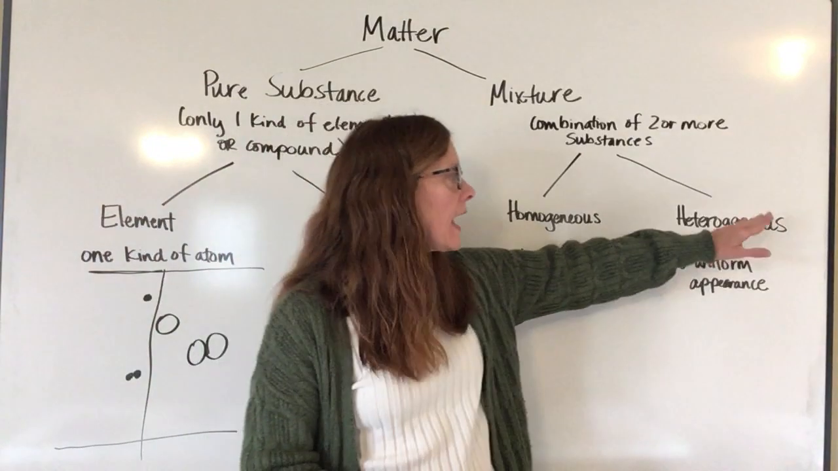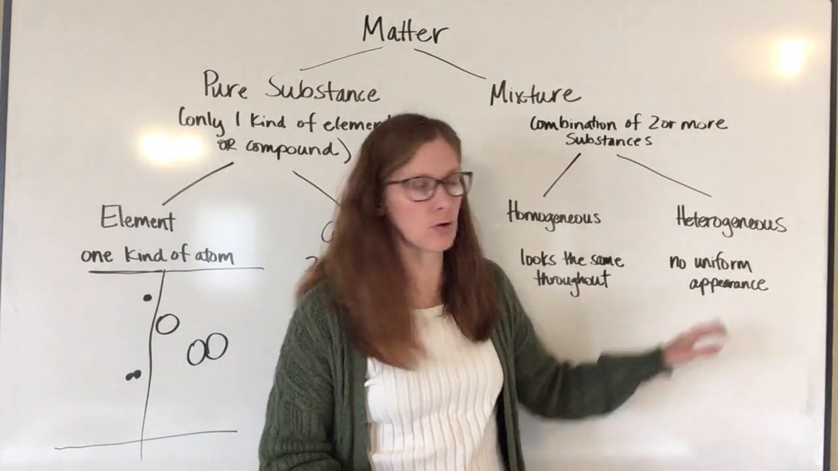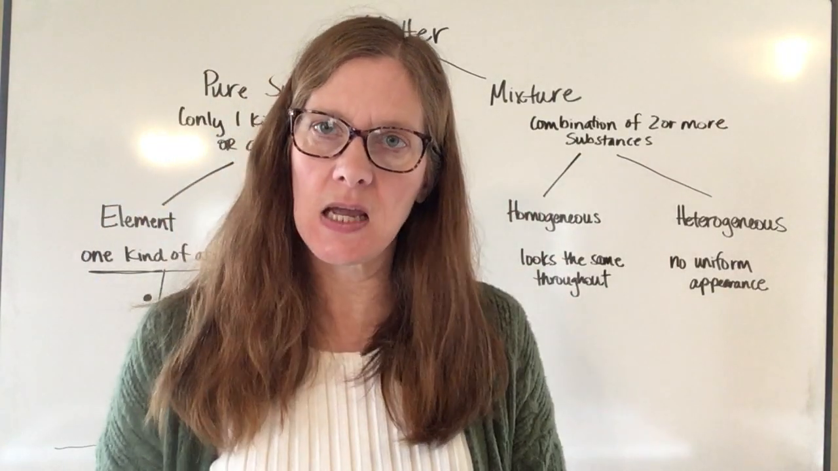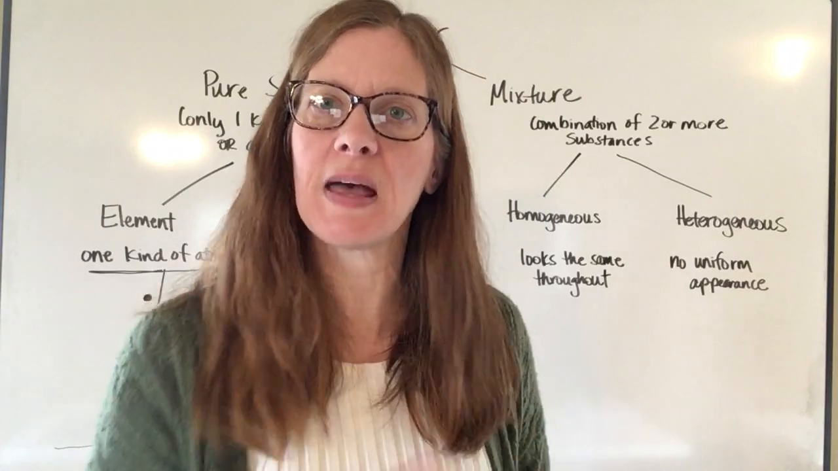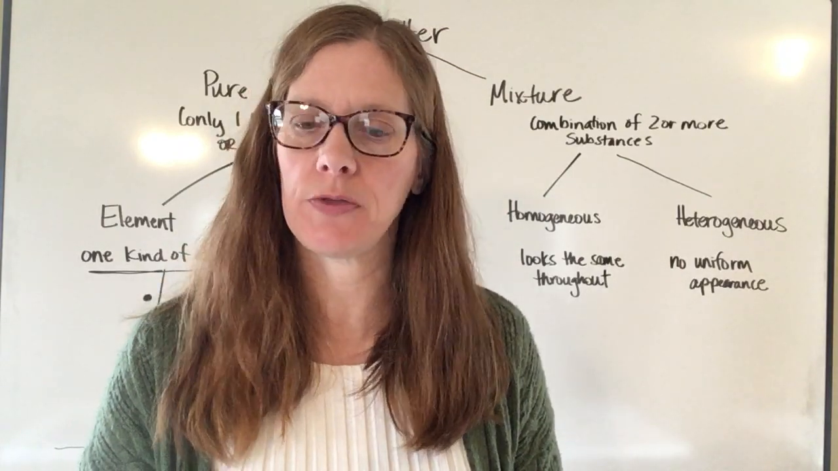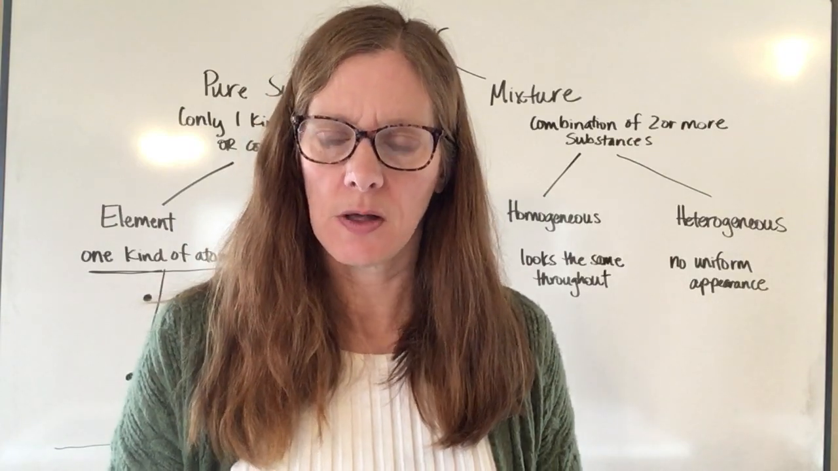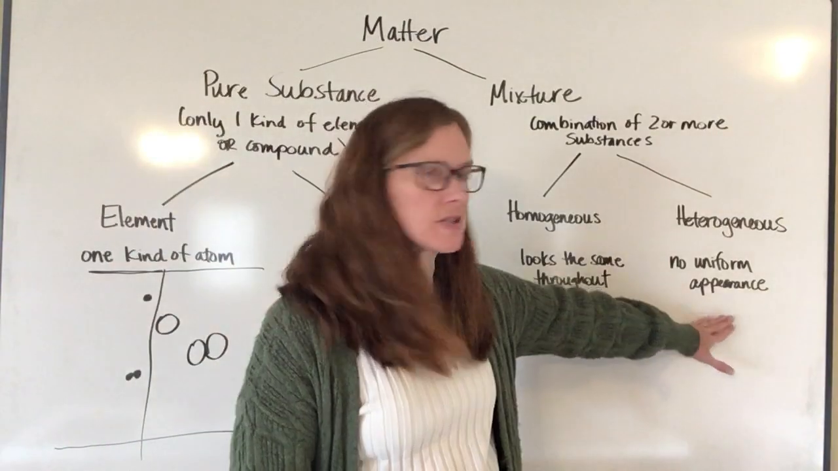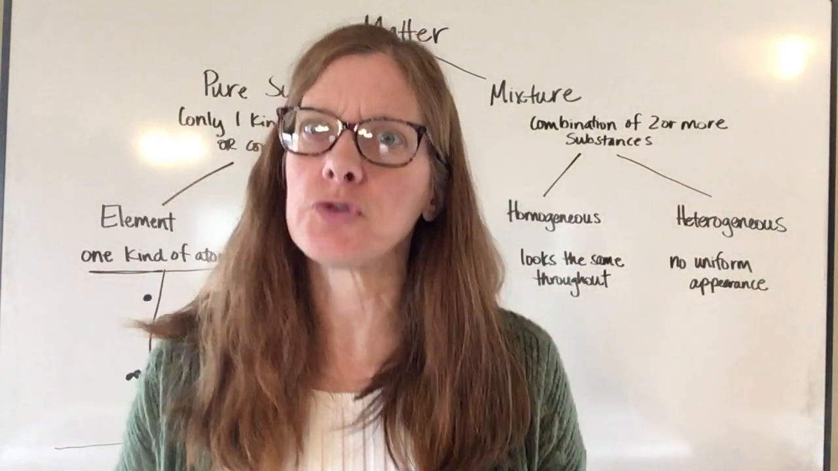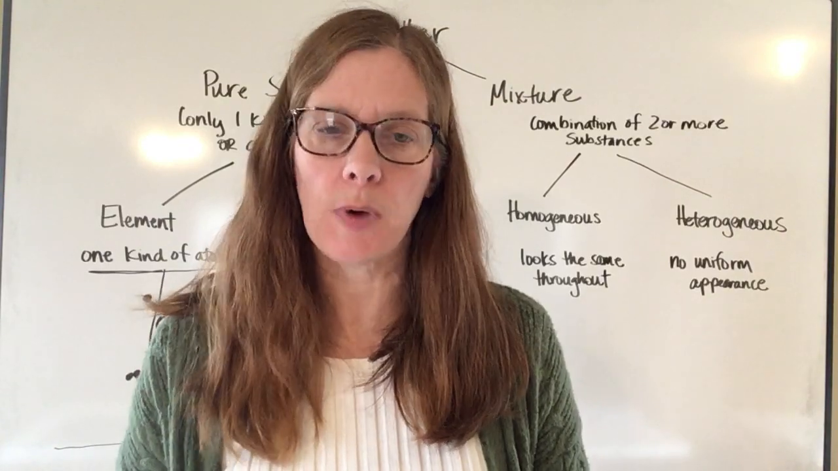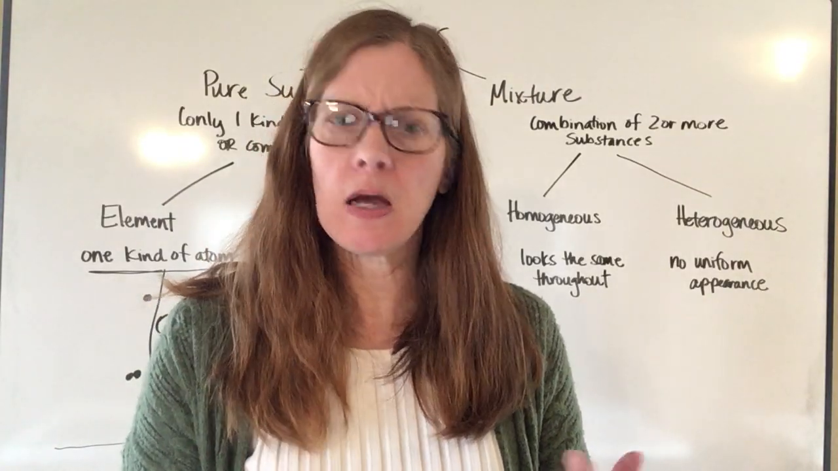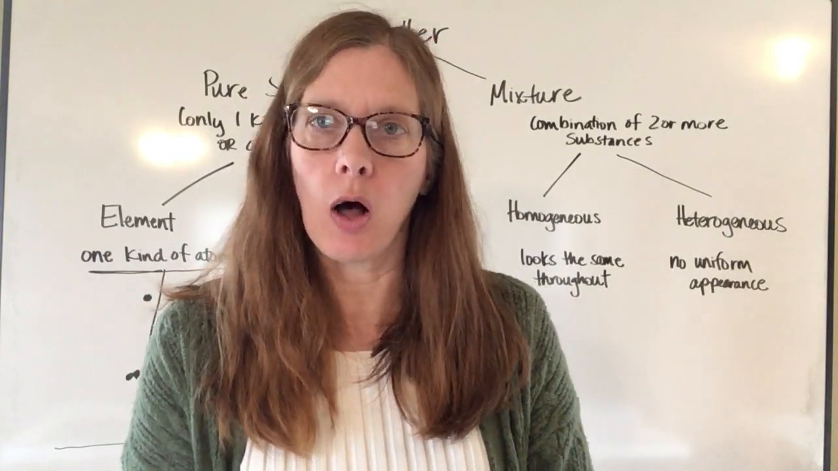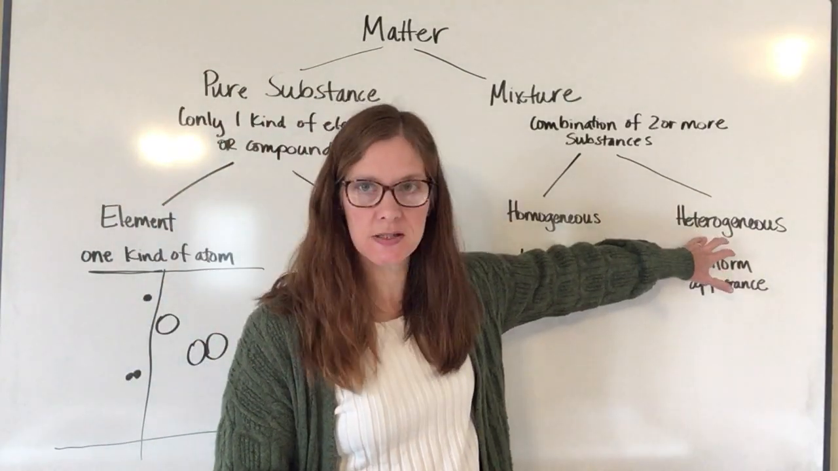Now, you can also have a heterogeneous mixture where it doesn't look the same all the way through. If I had a glass of iced tea with ice cubes in it and then I threw a chunk of lemon in it, well, that doesn't look the same all the way through. The lemon's floating on the top, the ice cubes are floating in there, and then there's tea in there. I can pull out those different pieces. If you have a container of trail mix, you could easily separate the M&Ms from the peanuts, from the raisins, from the almonds. It doesn't look the same all the way through, and so it is heterogeneous.